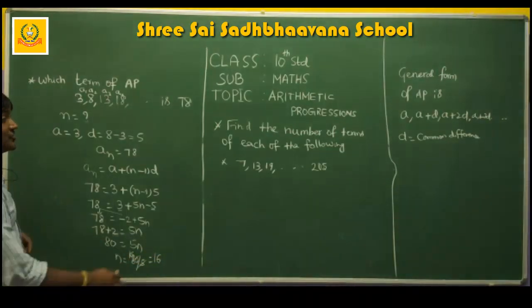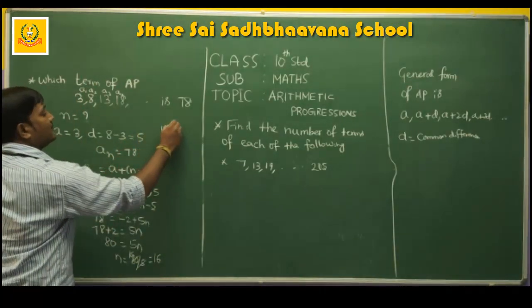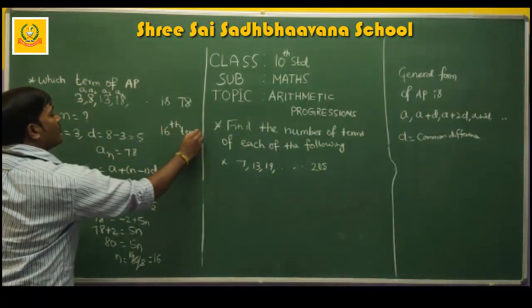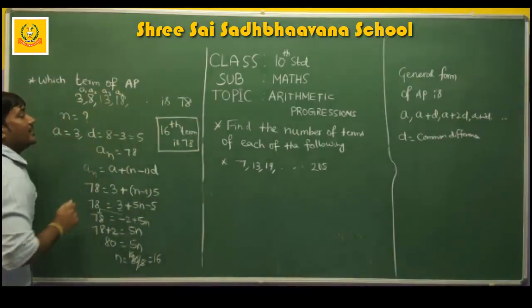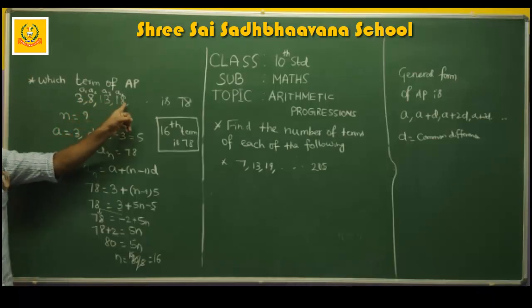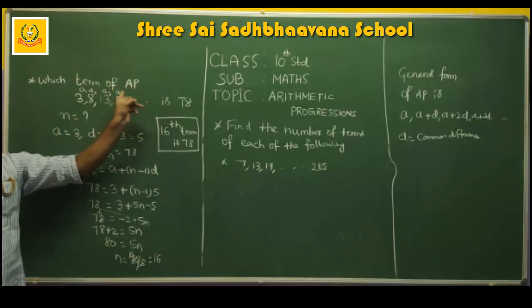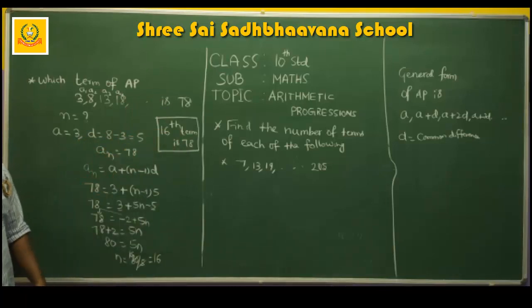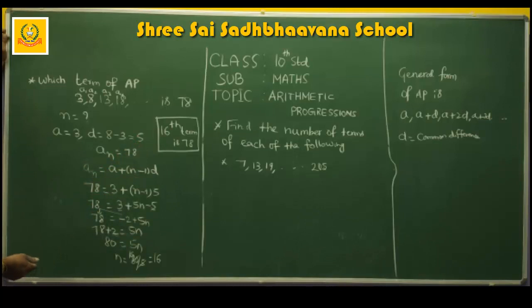So which term is 78? We can tell the 16th term is 78. It means if you keep on writing 3 plus 5 is 8, 8 plus 5 is 13, 13 plus 5 again 18, 18 plus 5 is 23 and so on. If you keep on adding 5, the 16th term, A16, will be 78. Using this formula you can directly find which term is 78.